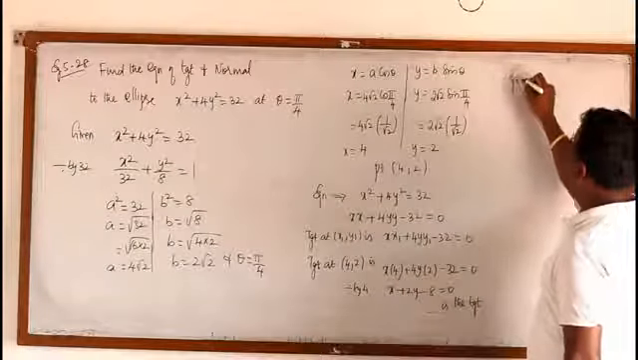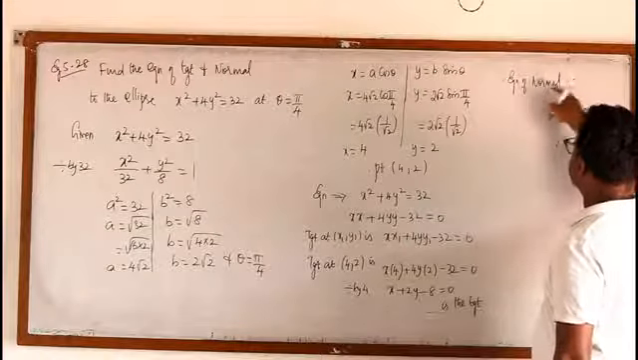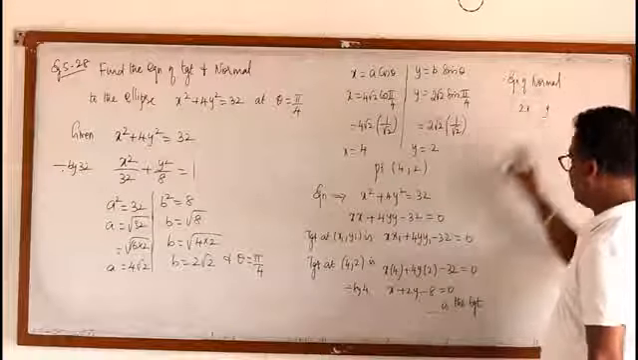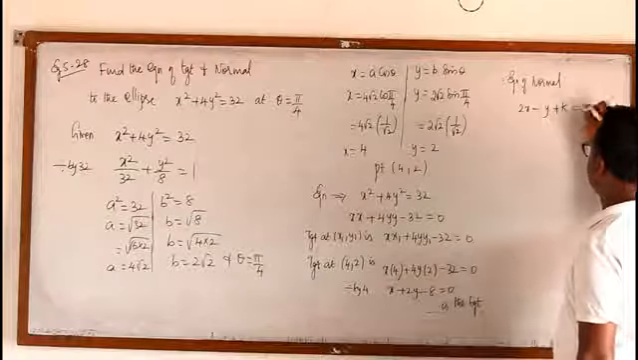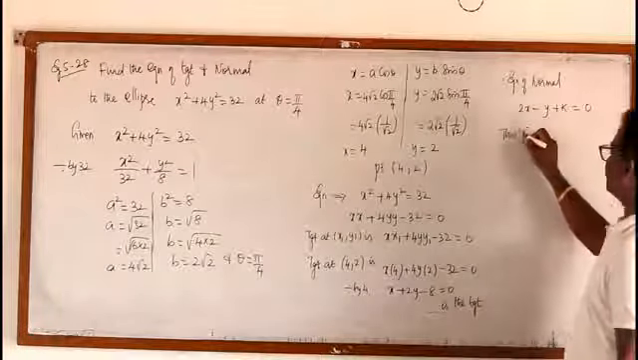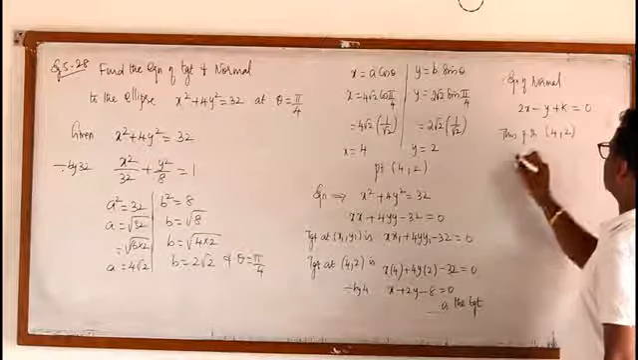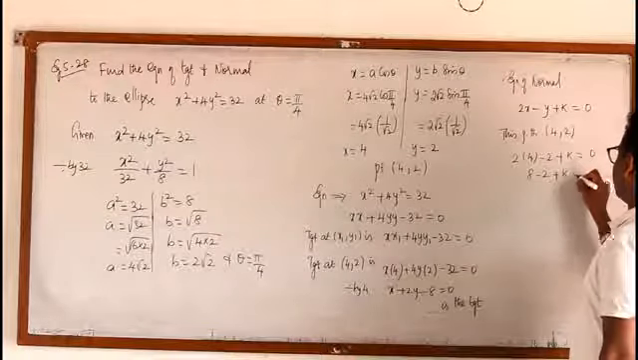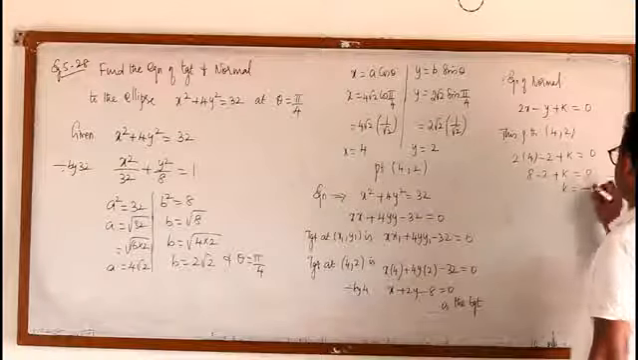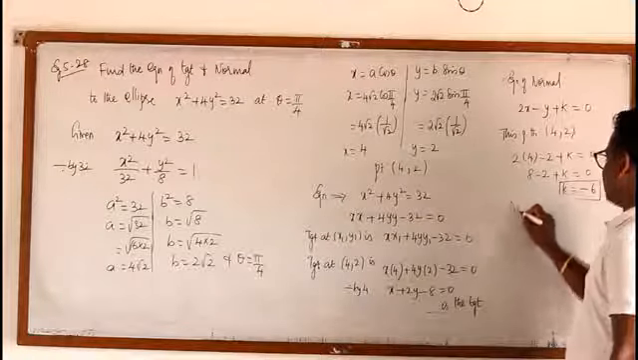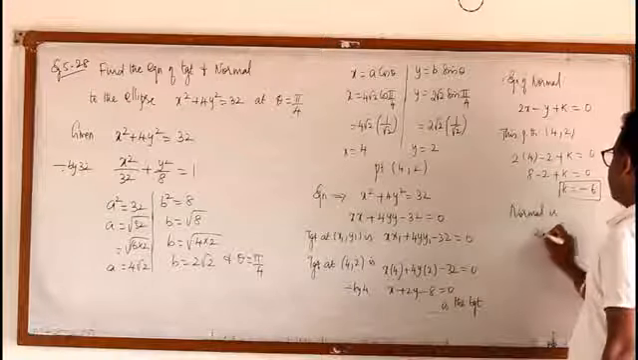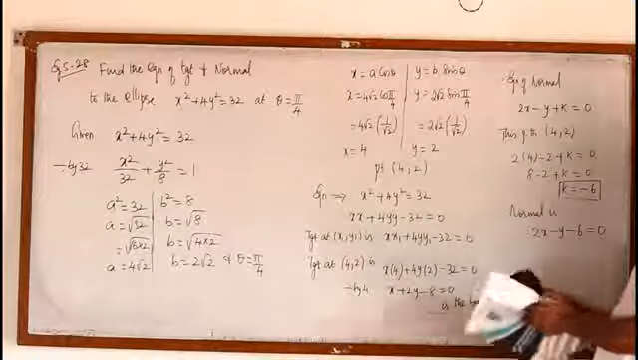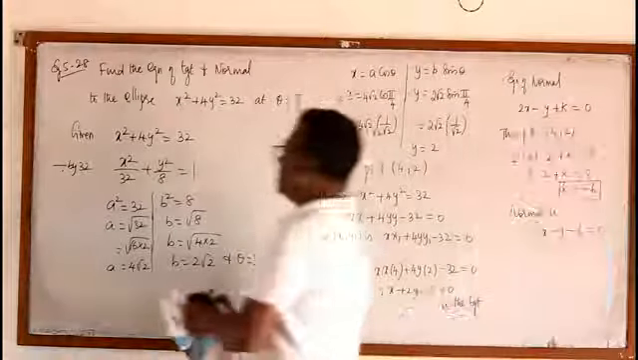Now, the equation of normal is, we know the normal is perpendicular to the tangent, so interchange the coefficients: 2x - y + k = 0. This passes through the same point (4, 2). So 2 into 4 - 2 + k = 0. 8 - 2 + k = 0. k = 8 - 2 is 6, so -6. Therefore, the normal is 2x - y - 6 = 0. So the tangent is x + 2y - 8 = 0. The normal is 2x - y - 6 = 0.